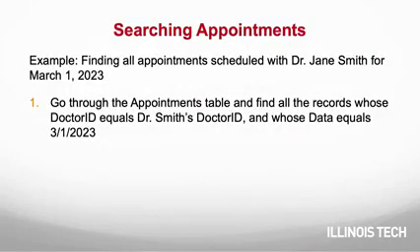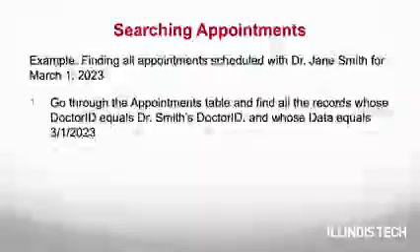Searching appointments is finding all the records in the table that match a particular condition. So suppose that Dr. Smith wants to know, what is my schedule for March 1st? Well, she asks the database, and what the database will do is look through the entire appointments table, finding all of the records with Dr. Smith's doctor ID and the date of March 1st, 2023, ignoring the time and so forth. So a number of records will be found corresponding to every one of Dr. Smith's appointments for March 1st, 2023.